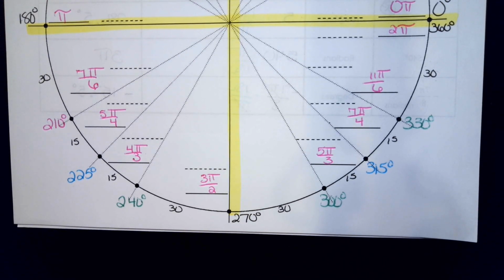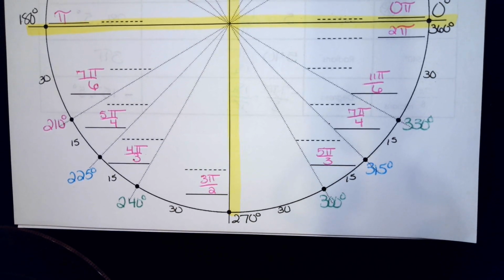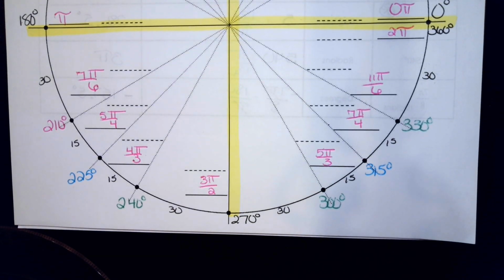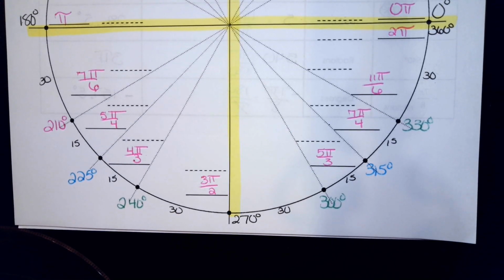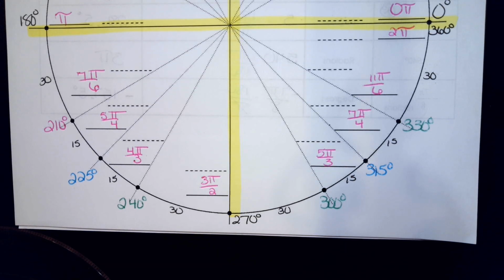Alright, so again, the pattern for the degrees is 30, 15, 15, 30. The pattern to change degrees to radians is simply you divide the degree by 180, reduce it, and then attach pi. So you can ask the sub to pause the video, or if you're watching this independently, you can pause the video, finish copying the answers down, and then submit your notes.